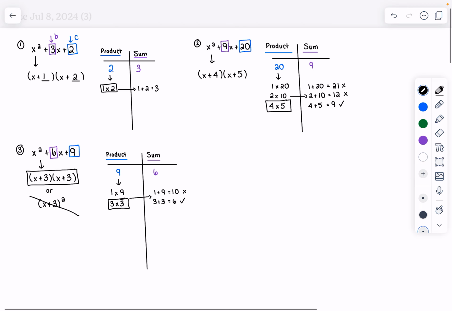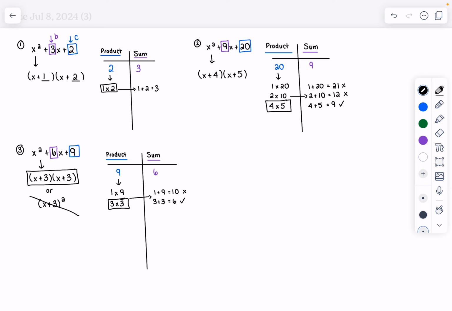Okay. So again, just to recap, all of our cases are positive. We are only looking at simple trinomial a equals 1. And we are basically just trying to find two numbers that multiply to the last term and add to the middle. Okay, so hopefully this helps.